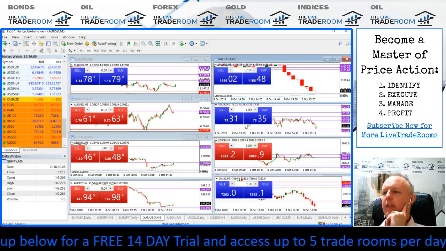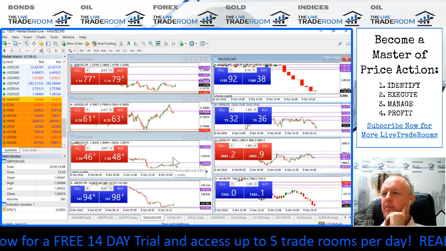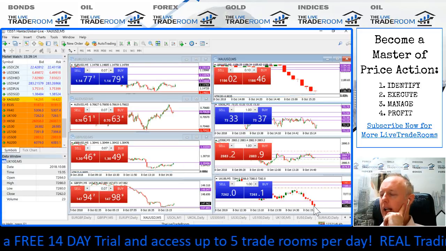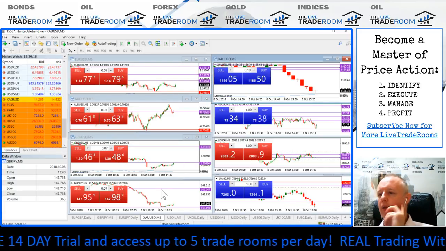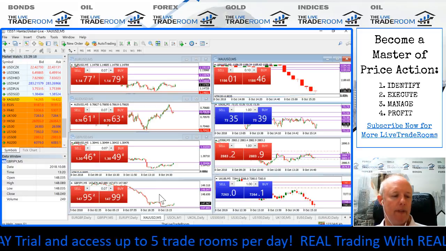So a structural failure here in the pound dollar, and if this market flushes higher it's likely to push the FTSE even lower, so that would bode quite well for us.